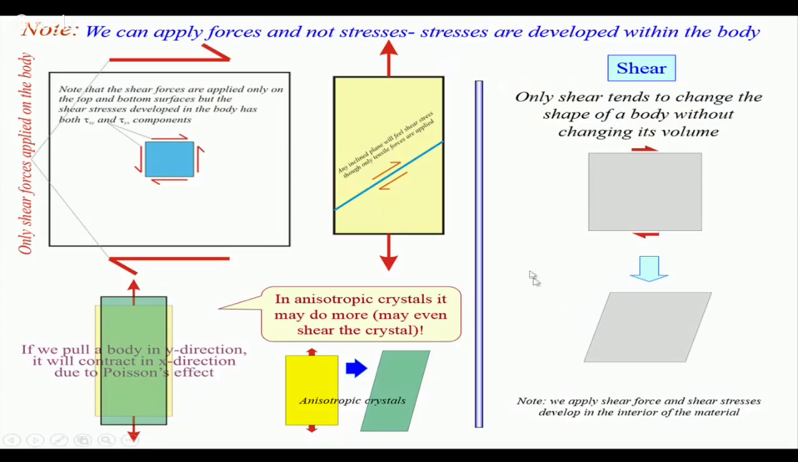Shear tends to change the shape of a body, and the body undergoes some level of distortion. This was the original one. You can see the shape has already changed due to application of shear stresses at the two ends.